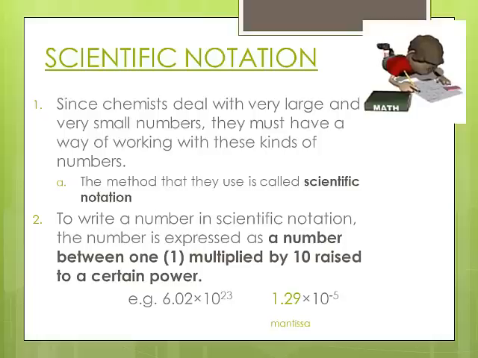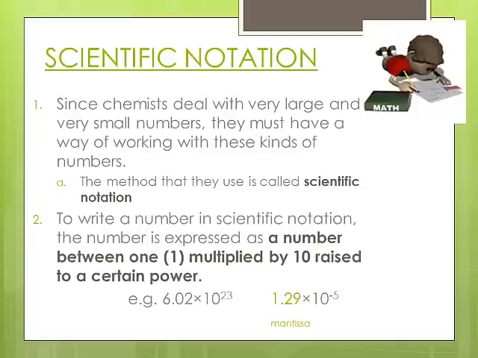The last piece of math that we need to talk about is scientific notation. Because chemists deal with exceptionally large numbers and exceptionally small numbers, we have to have a way of working with these numbers without actually having to write many zeros, which can lead really easily to transposition or copying errors. So the method that we use is called scientific notation.